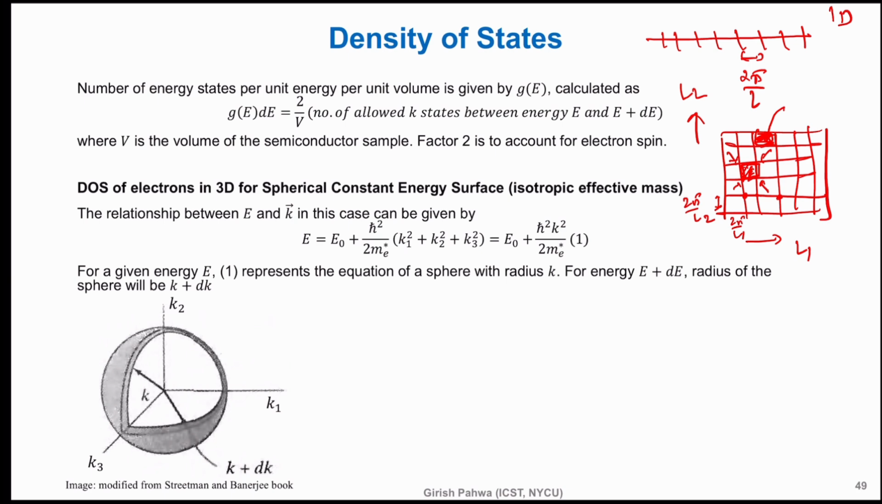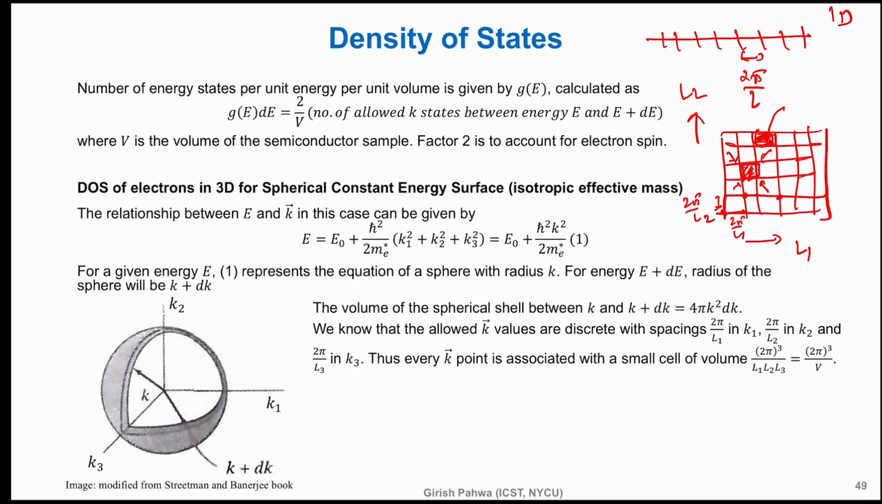In 3D, it will be a very small cuboid. And what will be the volume of that? So you have 2 pi by L1 distance here, 2 pi by L2 distance here. So this small area will be the multiplication of these two. In 3D it will be 2 pi by L1, 2 pi by L2, 2 pi by L3. The length of the sample can be different in different directions. And the volume of that small cuboid will be 2 pi by L1 into 2 pi by L2 into 2 pi by L3. So this is the volume.